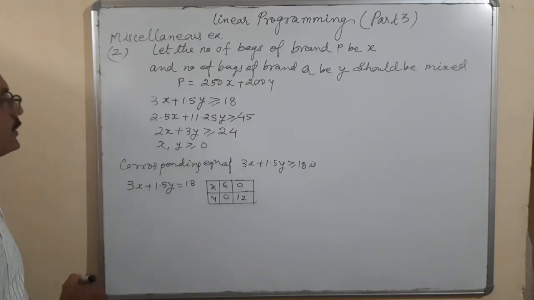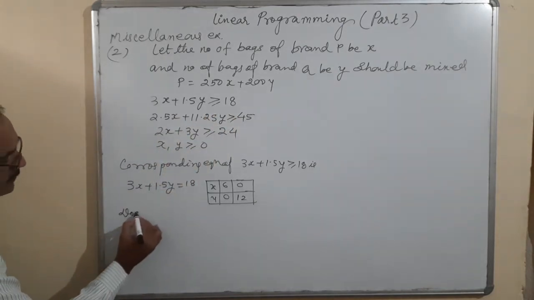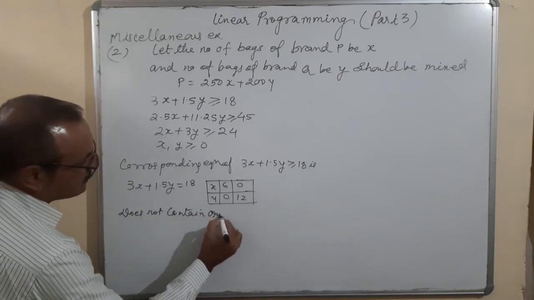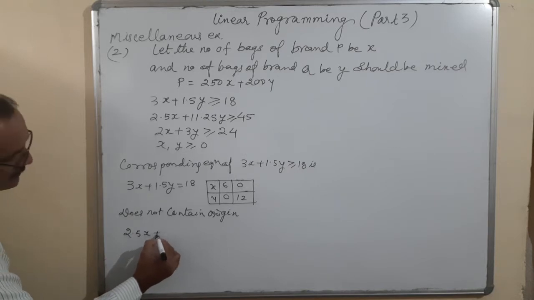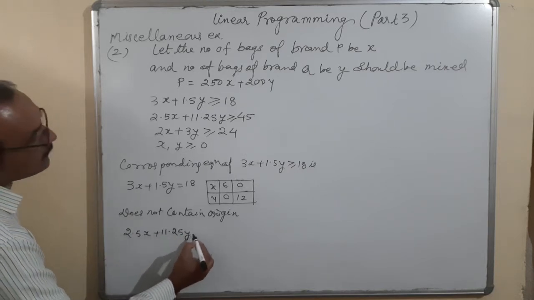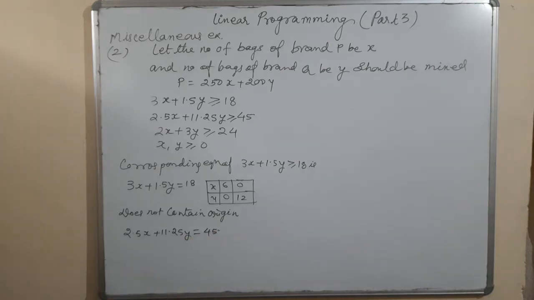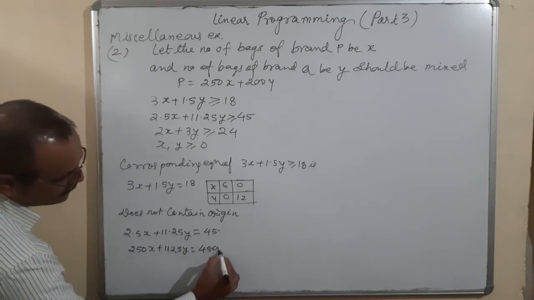Does it contain the origin? 0 and 0 greater or equal to 18 is false, so it does not contain the origin. Second, I want to take 2.5x plus 11.25y greater or equal to 45. The corresponding equation is 2.5x plus 11.25y equals 45. Better to multiply it by 100, then it becomes 250x plus 1125y equals 4500. Is it okay?